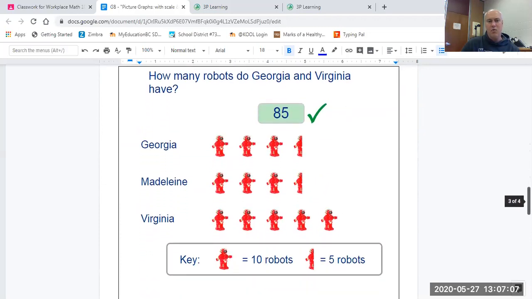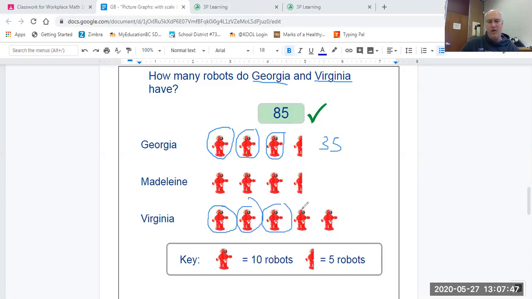Now, let's look at one that's a little bit more complex. Here we have a legend, and we see that a full robot represents 10 robots, and a half robot represents 5 robots. The other thing we see is that it's asking not how many robots one person has, but how many robots Georgia and Virginia combined have. If we look at Georgia, she has 1, 2, and 3, but these are each worth 10, so it's 10, 20, 30, and then another half. So Georgia has 35. Virginia has 1, 2, 3, 4, 5 full robots, so 10, 20, 30, 40, and 50. Collectively, Virginia has 50.